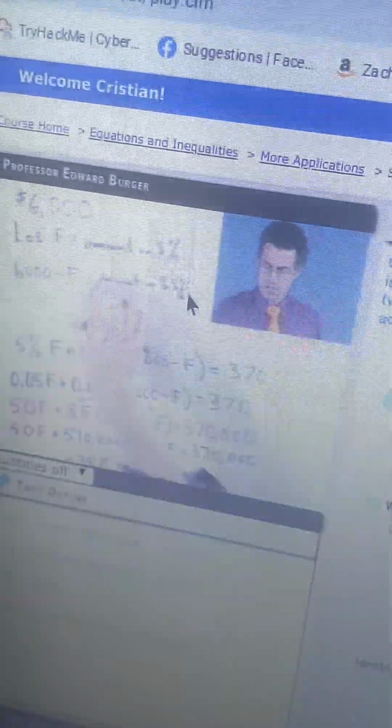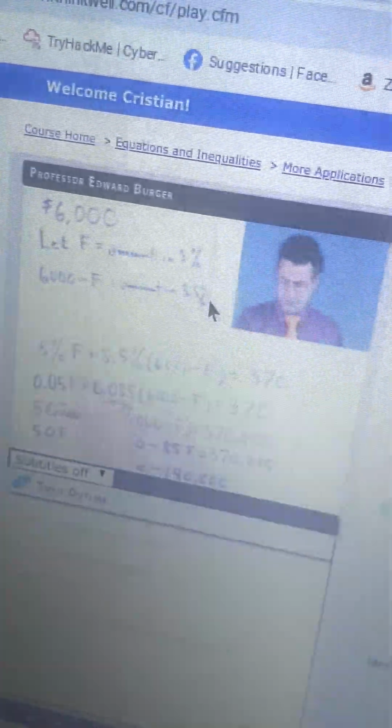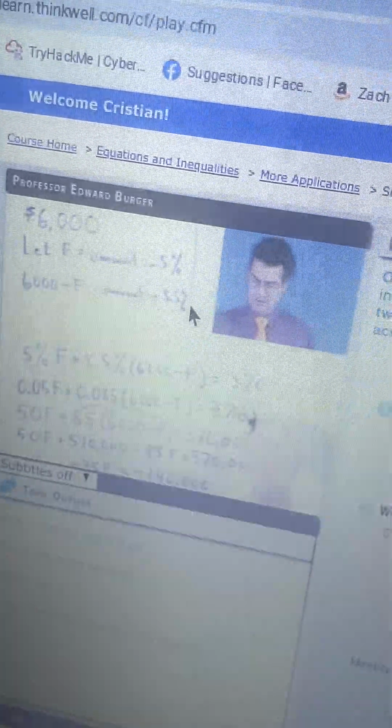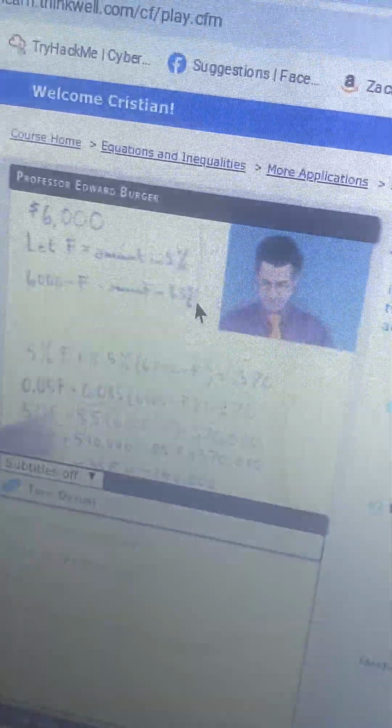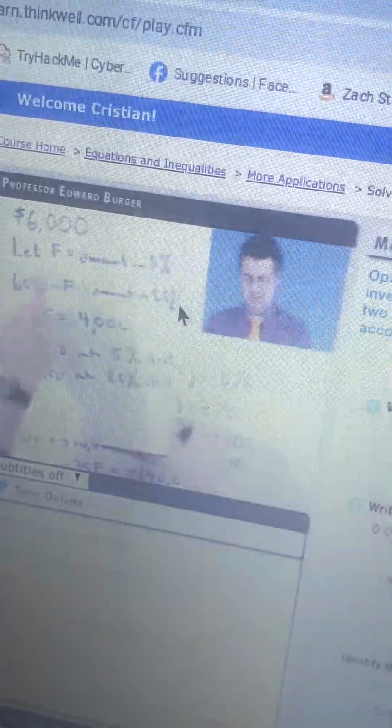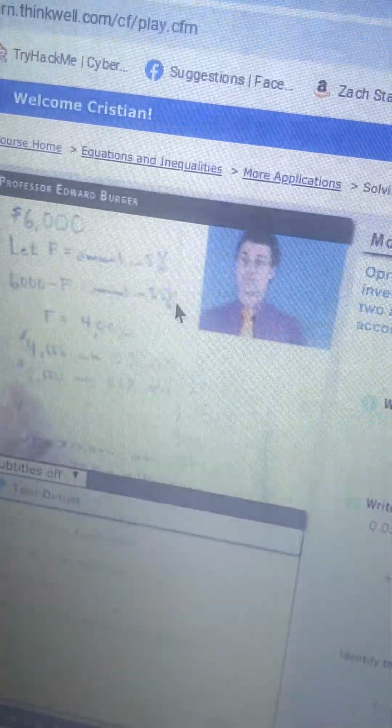And you can see how we took these two pieces of information and put it together with the percentages to compute the total interest for the year, and that equals the total interest that we were given. Then we were able to solve specifically for F, and that allowed us to find F, and then by taking 6,000 minus F, we were able to find the amount for the other account.